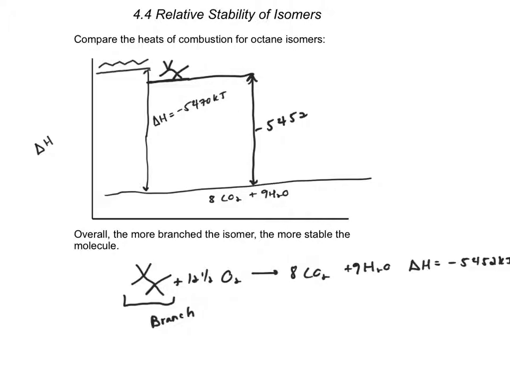And again, we know that via these combustion reactions, because we can reproduce this in the lab, and we can find that the more branching overall, the lower the energy, the lower the overall heat of reaction.